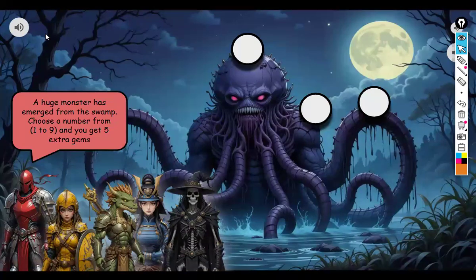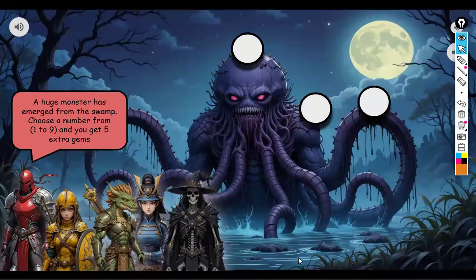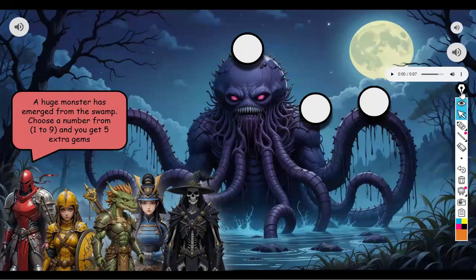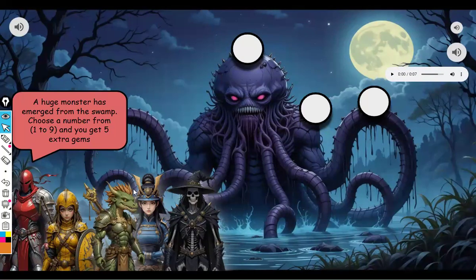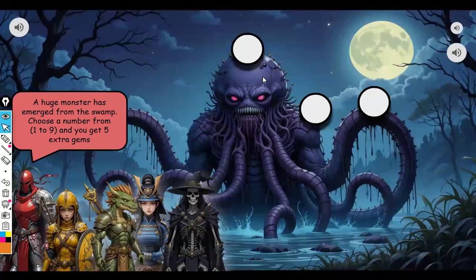All right, so let's see what's going on here. The team is by this crazy swamp. What you have to do is choose any number from 1 to 9, and 1 and 9 are included. Choose one number. If your number appears in those circles, that's good fortune. You get 5 extra gems. You only get one number though, only one.